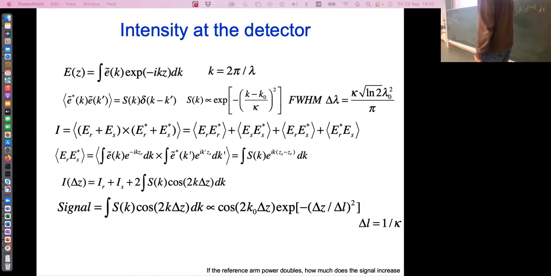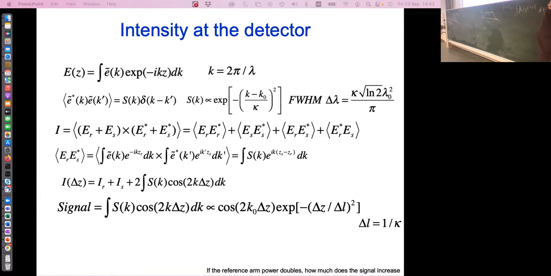So when I look at this, if I do this cosine transform of my Gaussian spectrum, this was my definition of a Gaussian spectrum, I get a cosine modulation given by my center wavenumber k naught times the path length difference between the sample and reference arm, multiplied by an exponent. And if you look carefully, you recognize this again as a Gaussian. It's delta Z divided by delta L, squared. This is a Gaussian that decays over length delta L. And delta L in this case is 1 over kappa, where kappa was the parameter that I used to define the spectral width of my source.